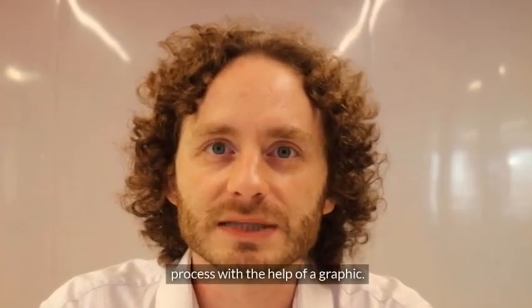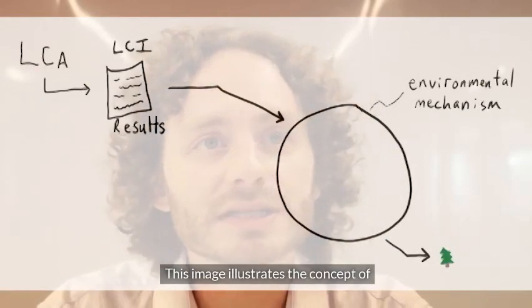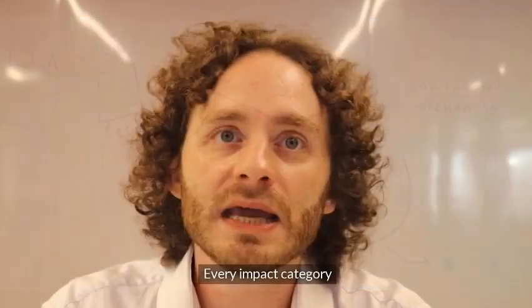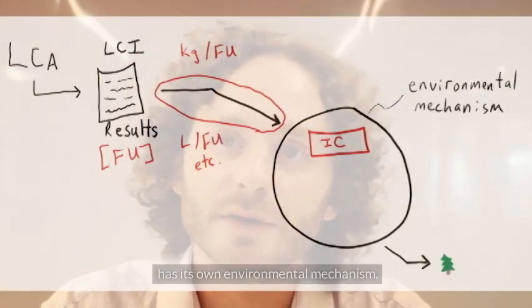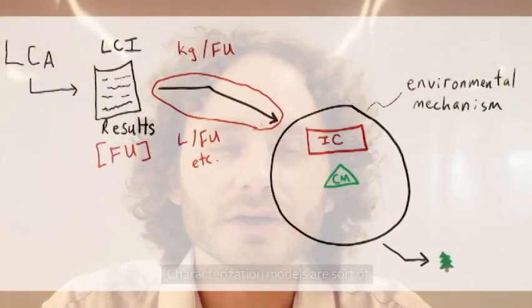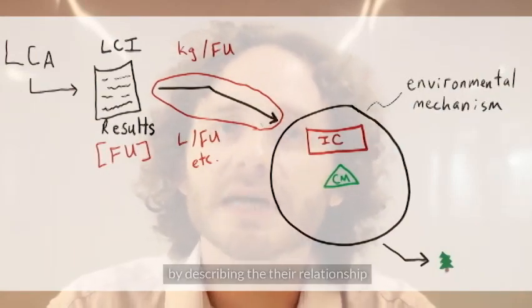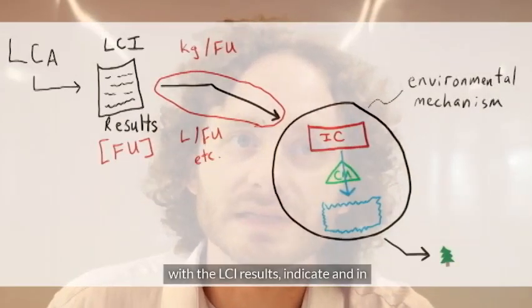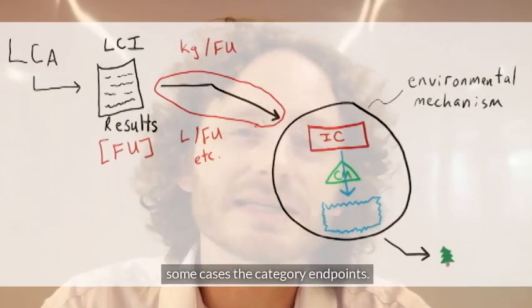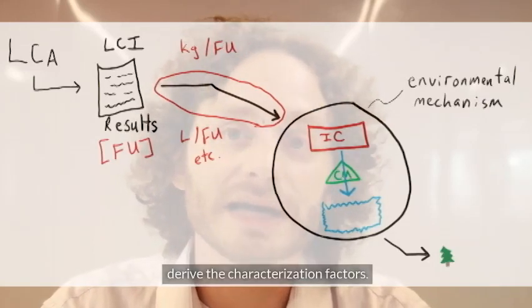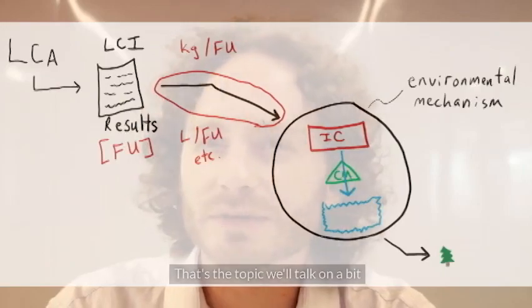Once they're set up in this way, we're ready to fit them into a characterization model. Here's a bit of a breakdown of that process with the help of a graphic. This image illustrates the concept of category indicators based on an environmental mechanism. Every impact category has its own environmental mechanism. Characterization models are sort of in between the two, in that they reflect the environmental mechanism by describing their relationship with the LCI results, indicators, and in some cases, the category endpoints. Essentially, the characterization model is used to derive the characterization factors. That's a topic we'll touch on a bit later.